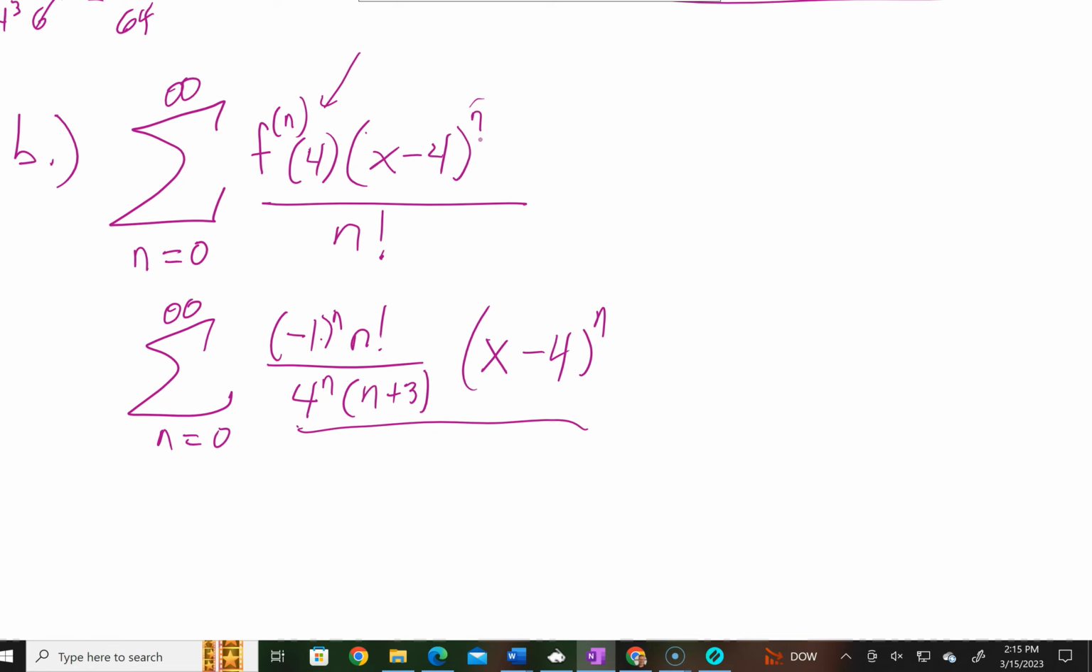Then kids will say, don't forget, you still have to divide by n factorial. I'll let you think about that for a moment. What goes in front of x minus 4 to the n? Well, it's the nth derivative of your function, plugging in the 4. Hey, they gave us that formula. And then you have to divide by n factorial. Now, if you're really on your toes, and I know you guys are, what's going to simplify here? The n factorials are going to cancel out.